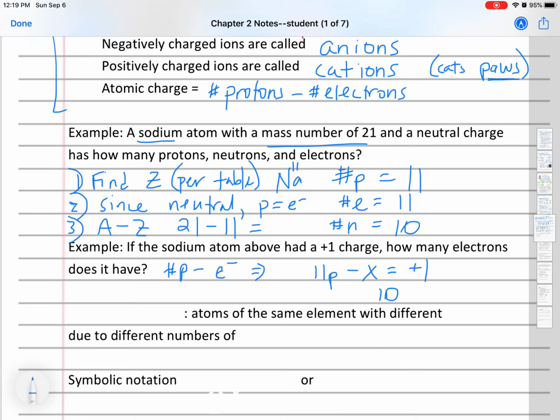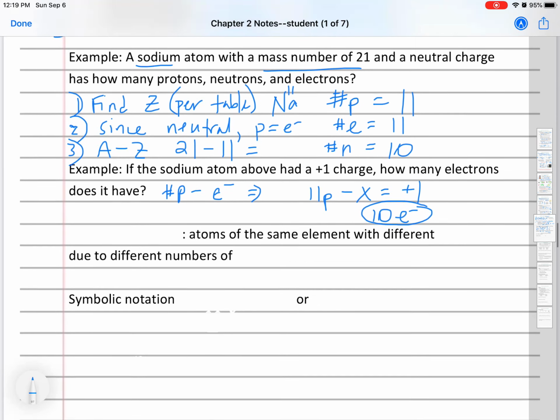X equals, in this case, 10. So it would be 10 electrons. If it had a 1 plus charge, it means it has 11 protons and 10 electrons, which makes sense. Protons are positively charged, so if it has a positive charge, it needs to have more protons than electrons. Okay, so there will be plenty of practice problems on that. It's simple math, just basically addition, subtraction, and looking on the periodic table. But practice makes perfect, and you'll also be doing a little lab on this as well to reinforce it.